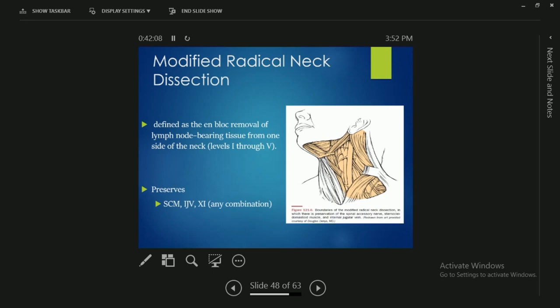Modified radical neck dissection. The surgical boundary is similar to that of radical neck dissection, and it is defined as the en bloc removal of lymph node bearing tissue from one side of the neck, levels 1 to 5. It preserves the sternocleidomastoid muscle, and it is divided into three types based on the preservation of the sternocleidomastoid muscle, internal jugular vein and spinal accessory nerve.